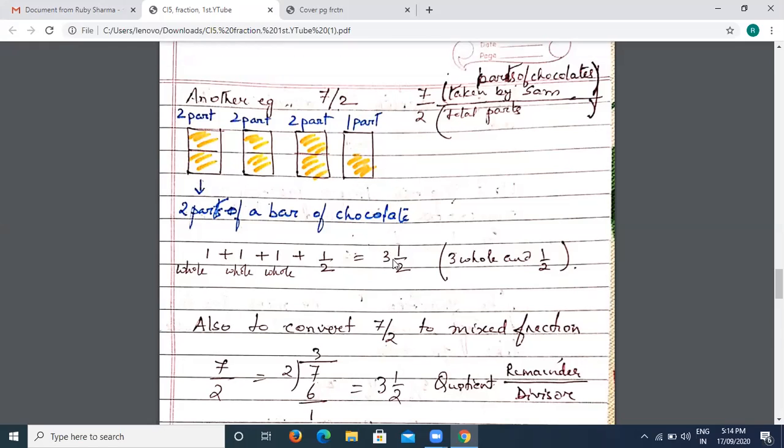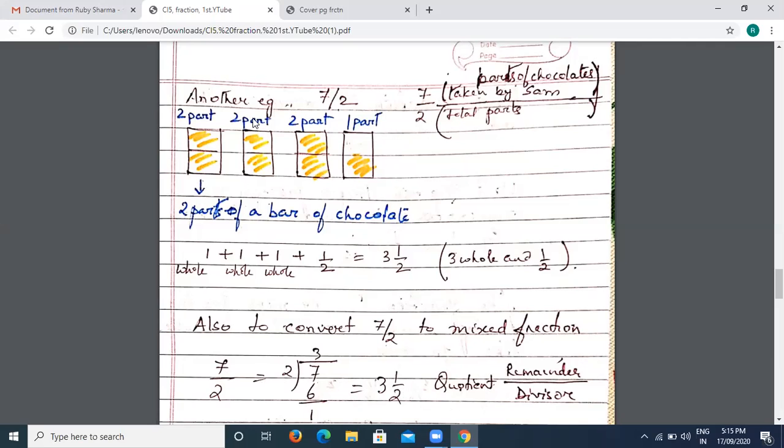How will you know? When you convert 7 by 2, an improper fraction, to a mixed fraction, we do it by dividing. You have learned this, isn't it? 2 threes are 6, remainder is 1. So quotient is 3, remainder is 1, and 2 is the divisor which comes here. So you have to learn this formula. This is a mixed fraction which you get from the improper fraction by dividing.